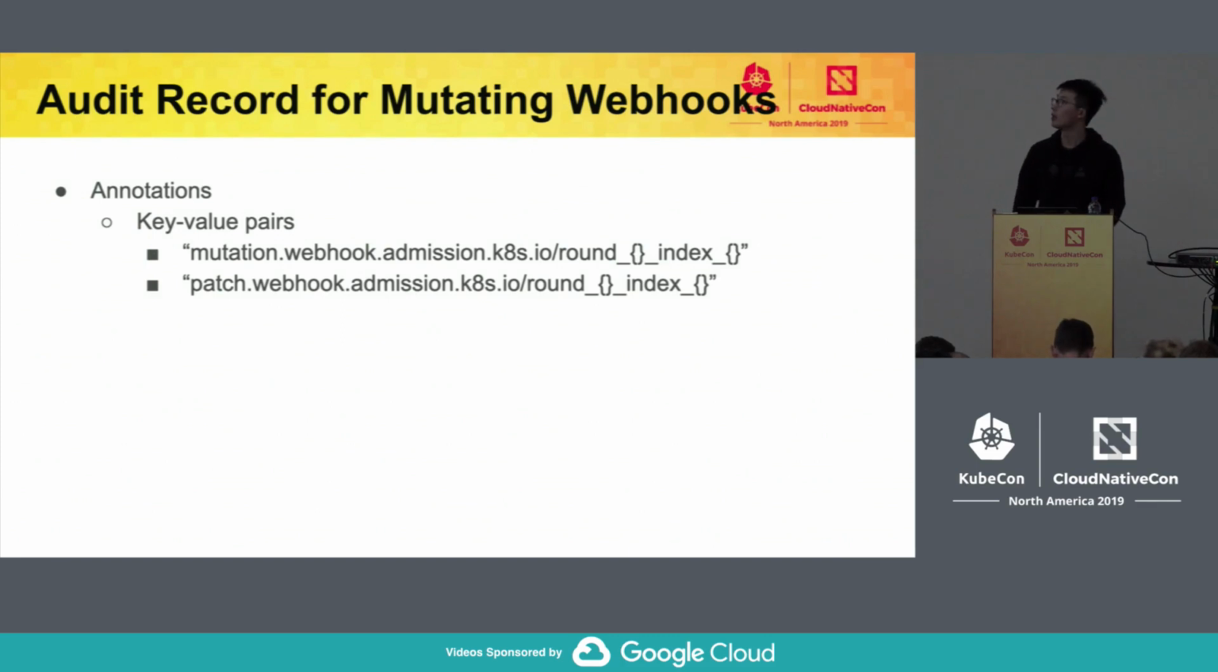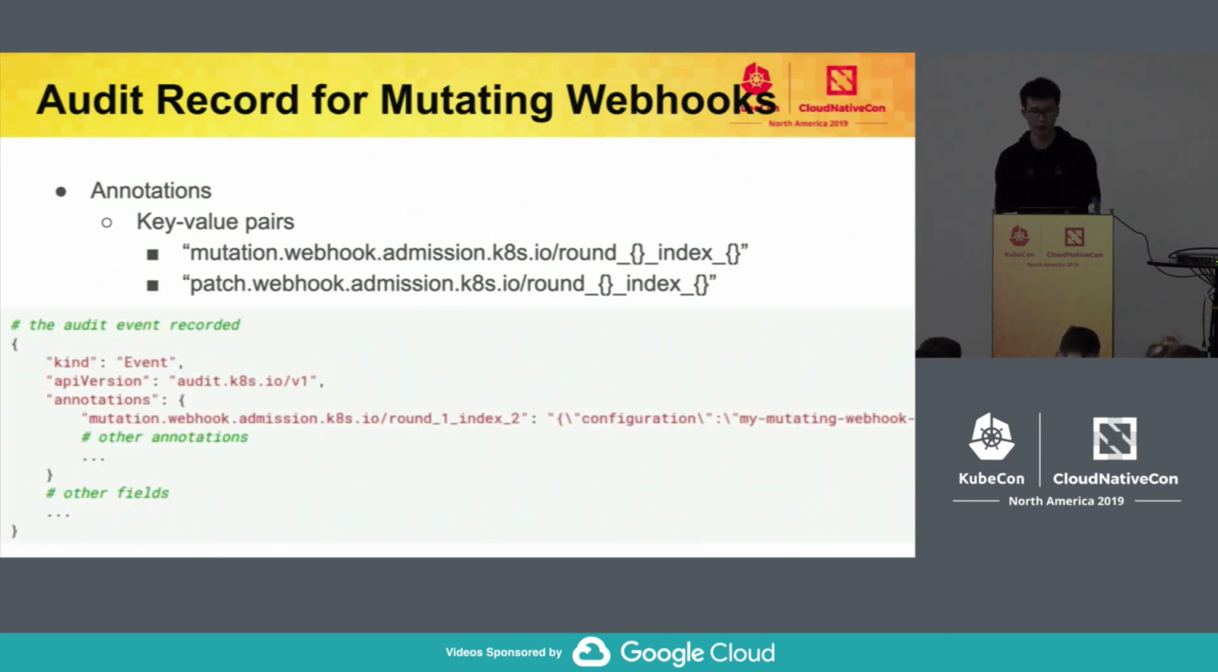Now let's take a look at how Kube API server leverages the audit logging to record activities related to mutating webhooks. Basically, there's a field in the audit record called annotations, which you would imagine is a map of key value pairs that allows plugins in Kube API server, for example, authentication, authorization, admission, to customize the audit records with their own information that they want to record. The admission webhooks use two types of annotation keys to record mutating webhook events. I will go through the definition of them in more detail, but the annotation keys basically differ in the prefix. One starts with mutation and one starts with patch.